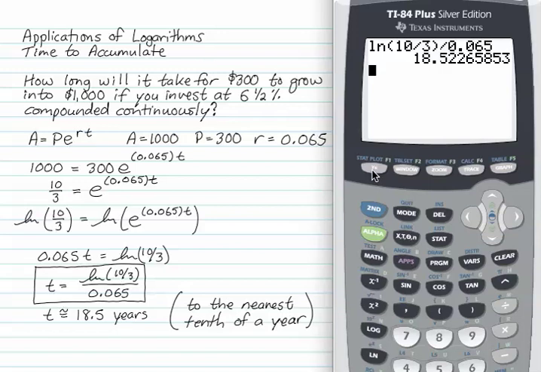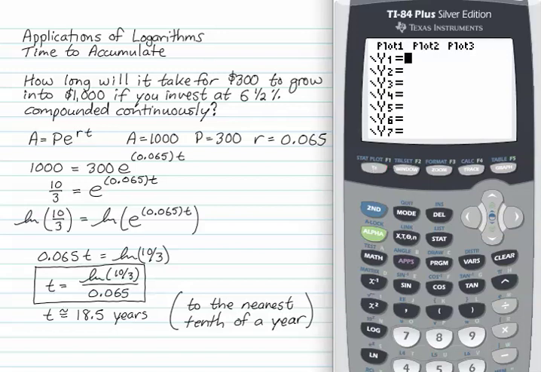I could also show the graph of the money as it accumulates. Let's input the function 300 times e to the power 0.065 times x. Well, the calculator is going to use the variable x instead of t.